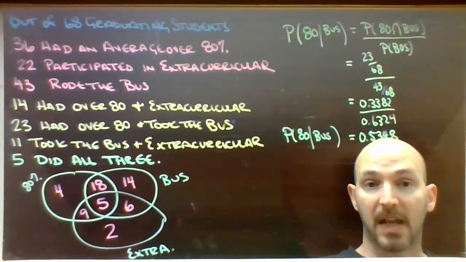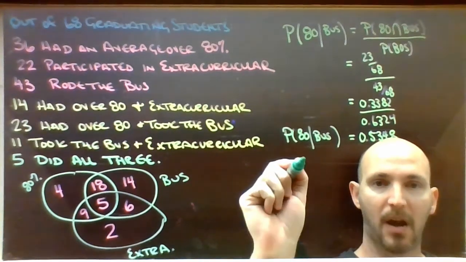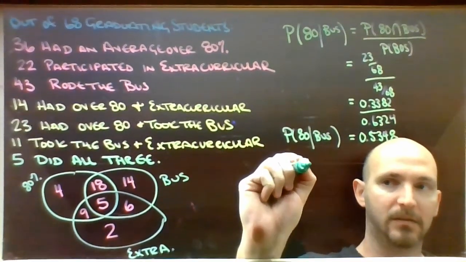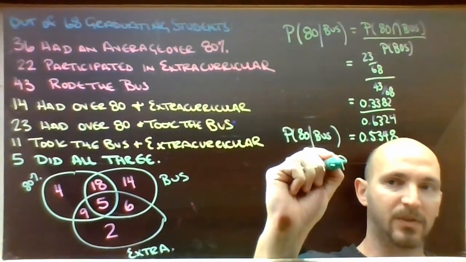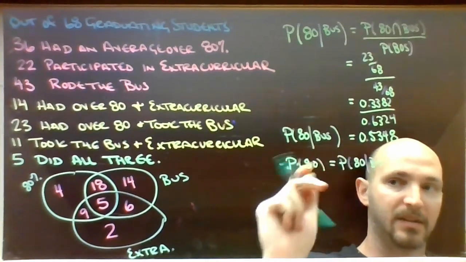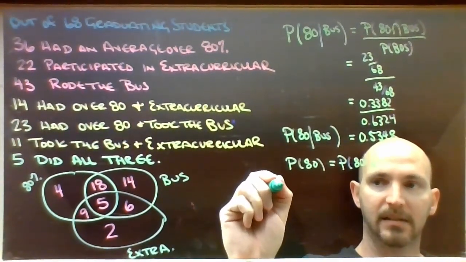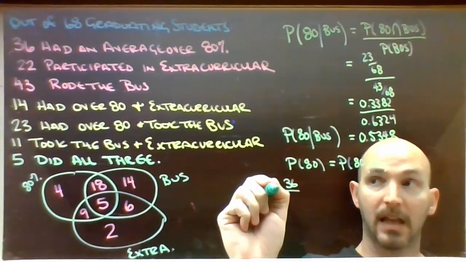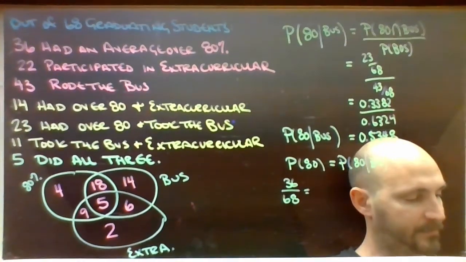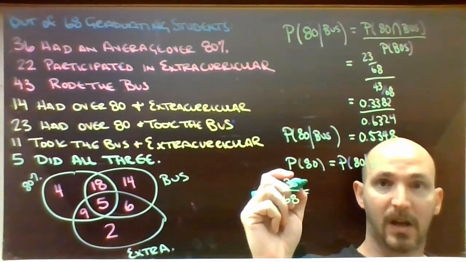Now, the way they presented it, to see if things were independent or not, was to take this probability and see if the probability of getting an 80 was equal to the probability of getting an 80 given that you took the bus. So the probability of having an 80 average was 36 out of 68, which ends up being 0.5294.